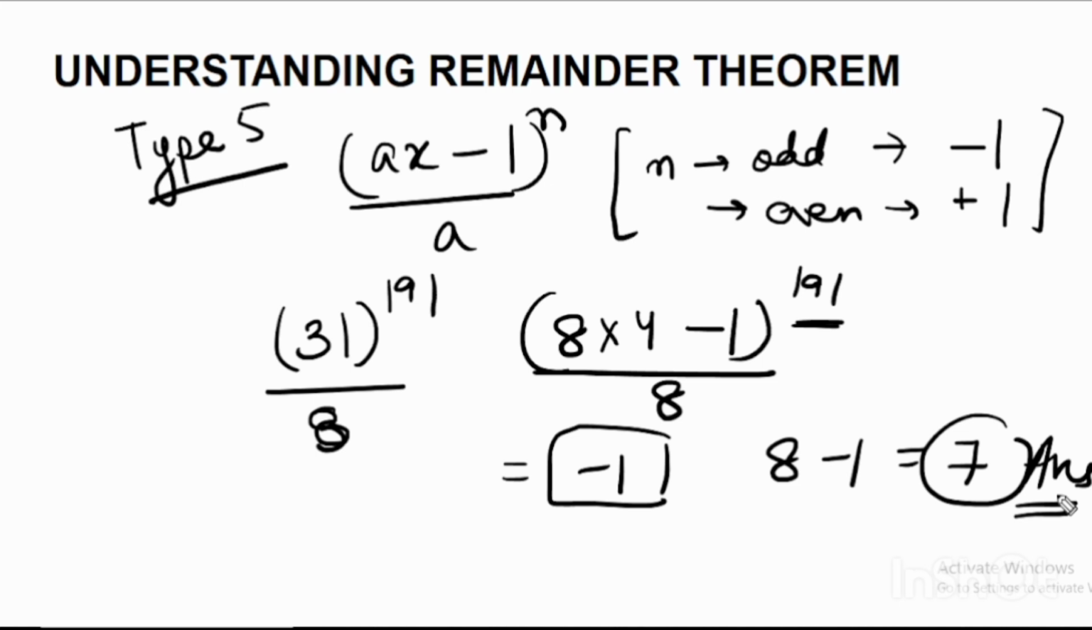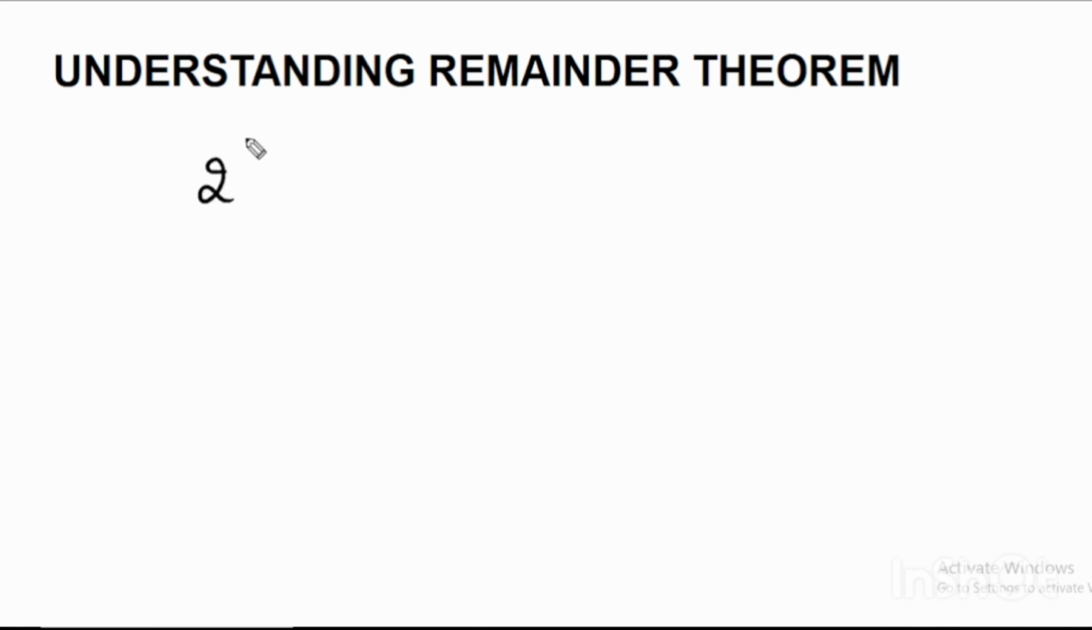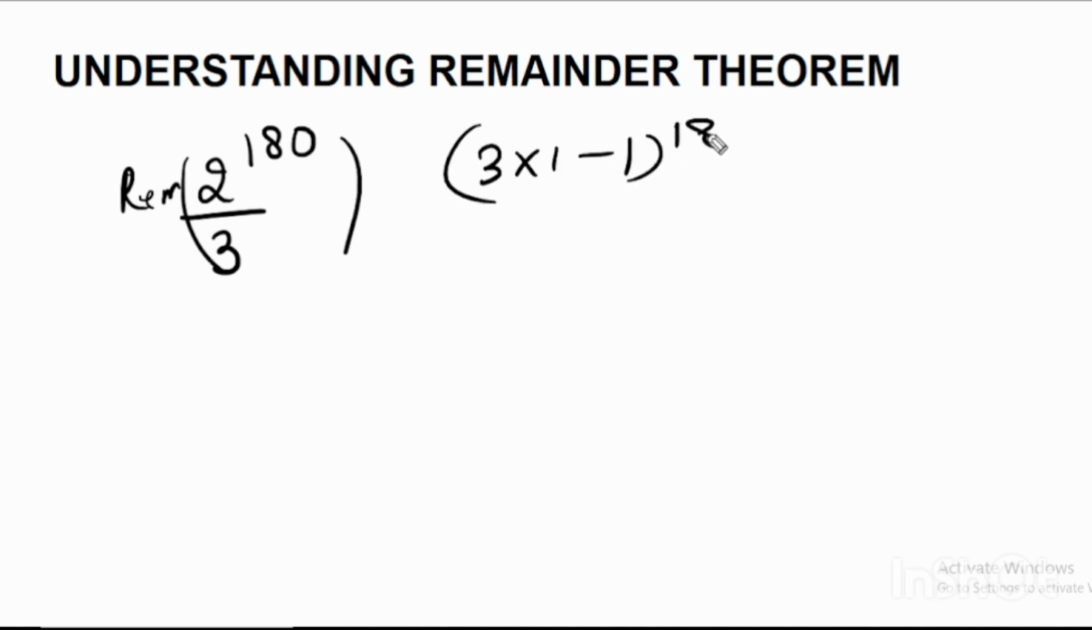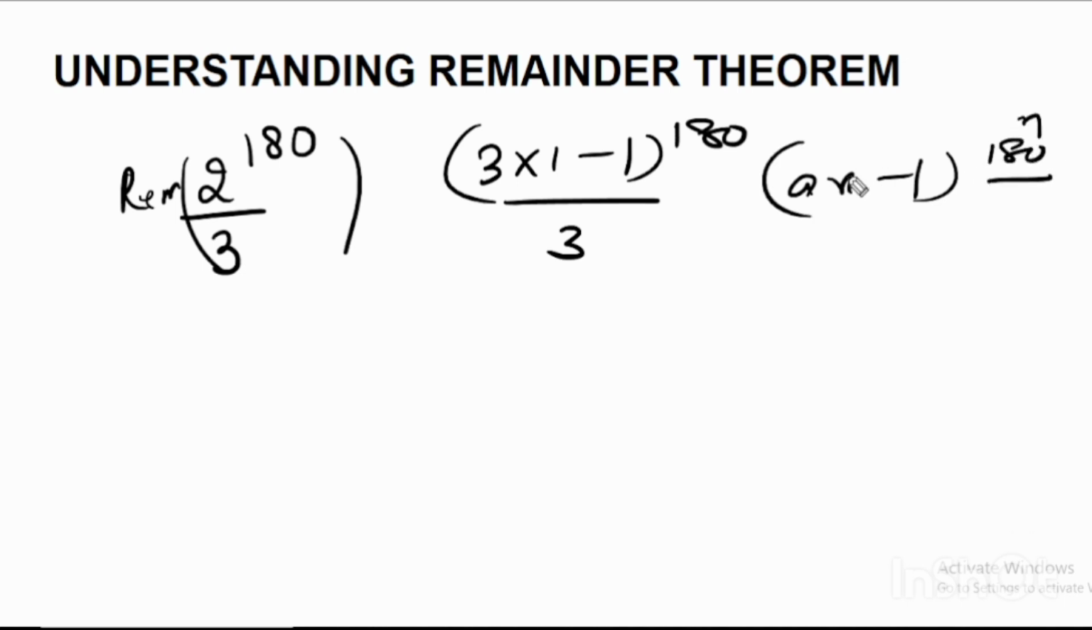You can also see it in another question. Say 2 power 180 divided by 3. You have to find the remainder of this question. So you can write it as (3 into 1 minus 1) power 180 divided by 3. So this is ax minus 1 power n, where n is 180, a is 3, x is 1. So your n is even, so your answer will be 1.